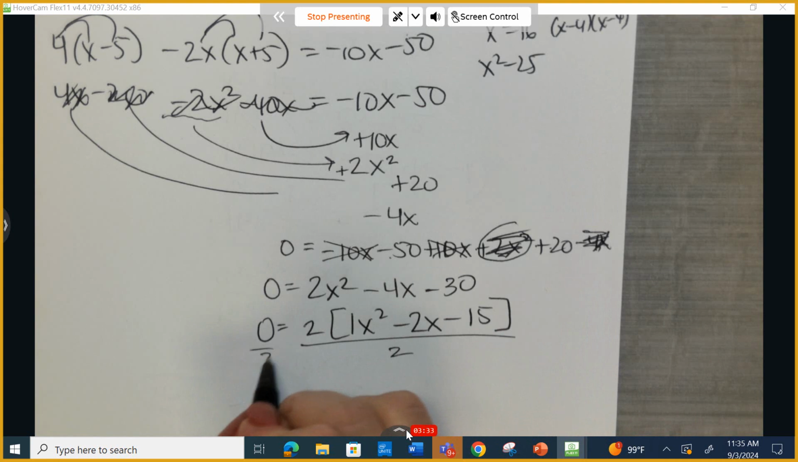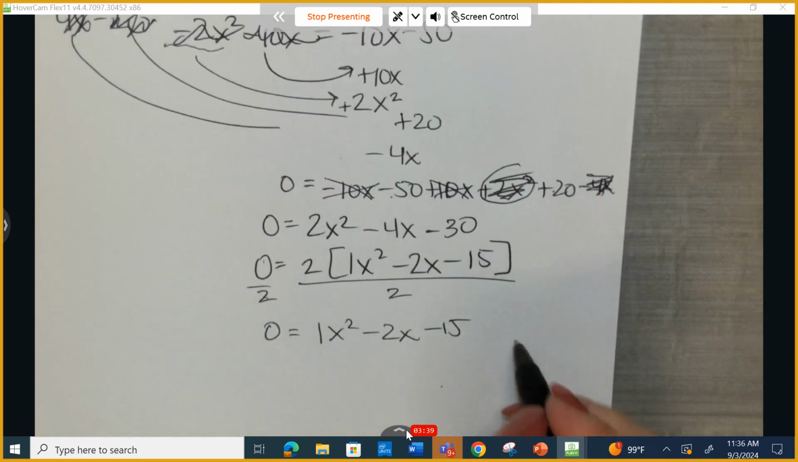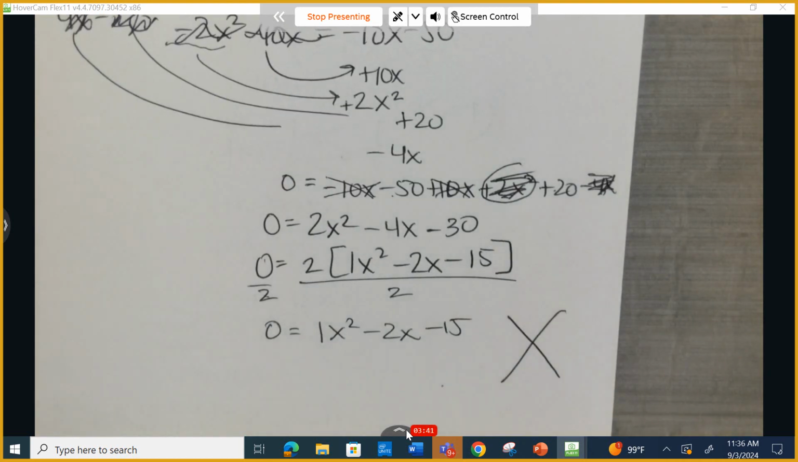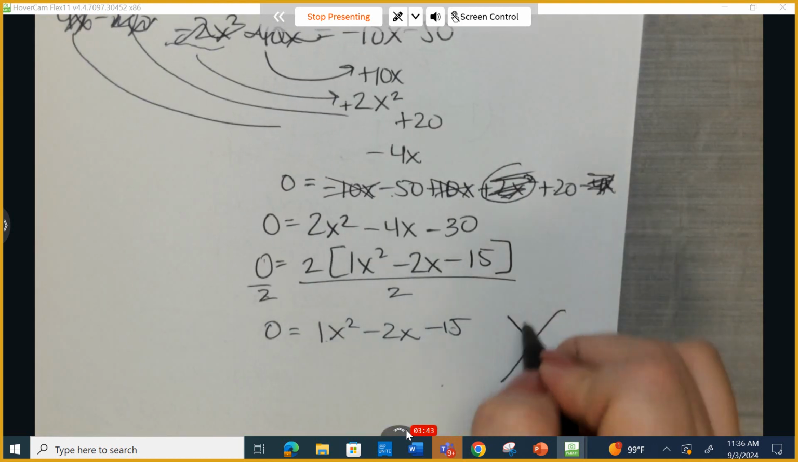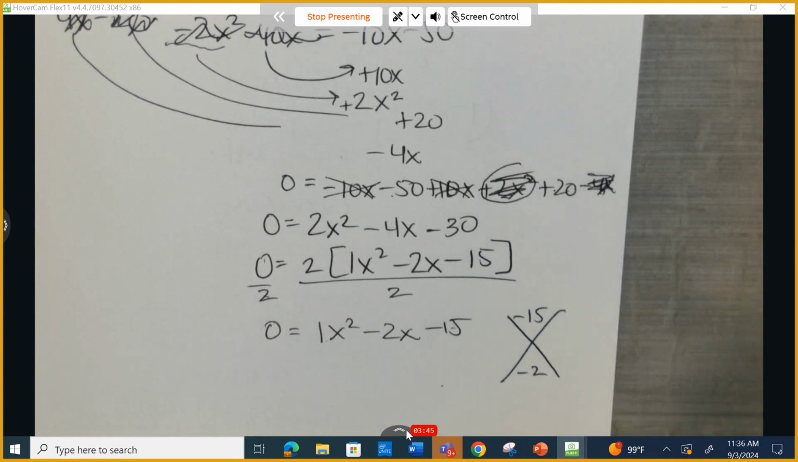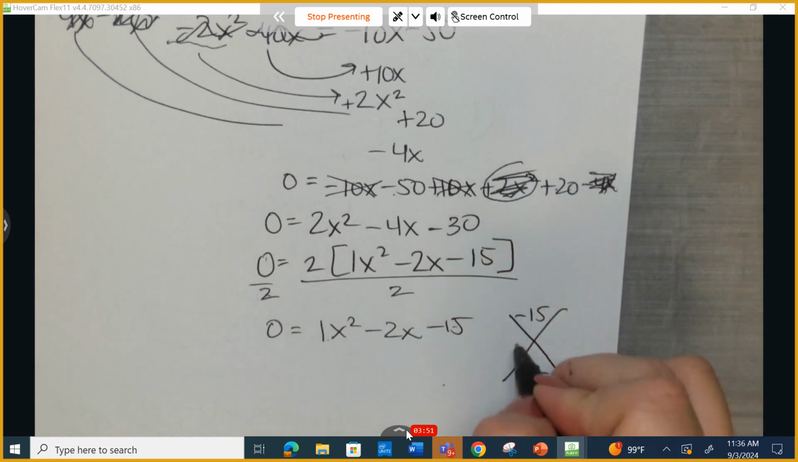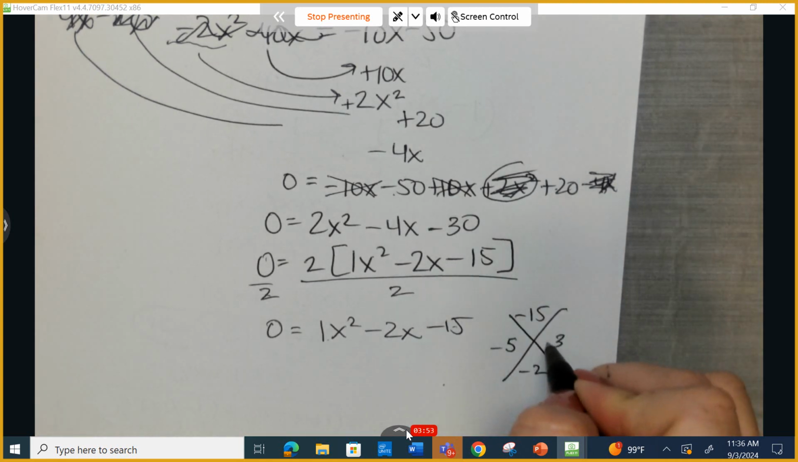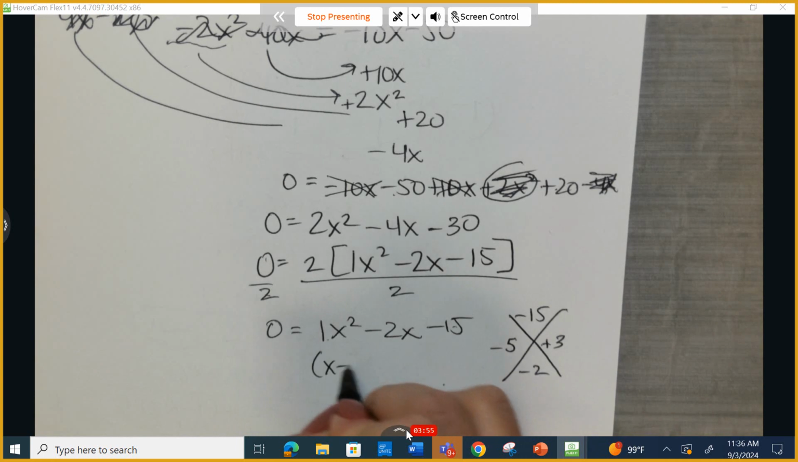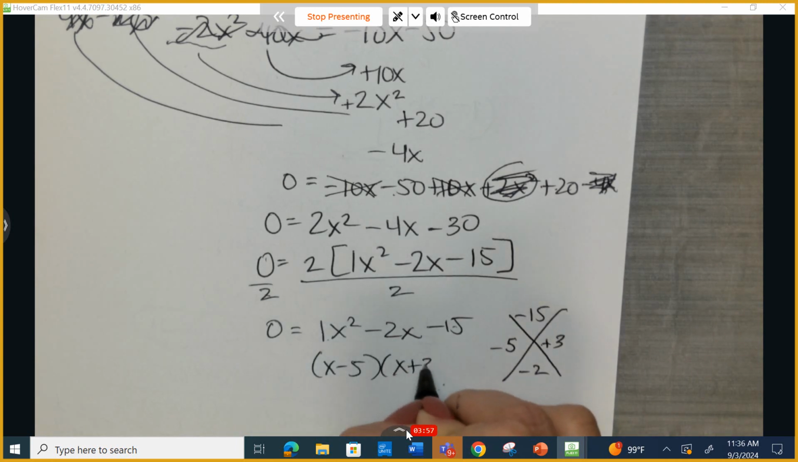Dividing by 2, 0 divided by 2 is 0. And now, this is much, much easier. So I can factor here as a method of solving. What multiplies to give us negative 15 and combines to give us negative 2? Anybody know the combination? 5 and 3, a negative 5 and a positive 3. X minus 5, x plus 3.